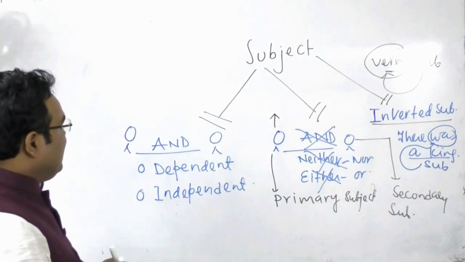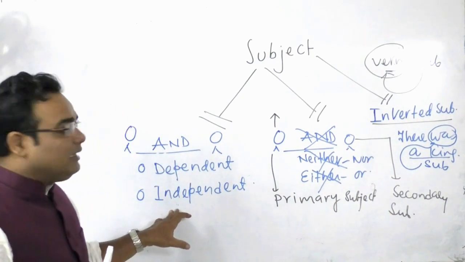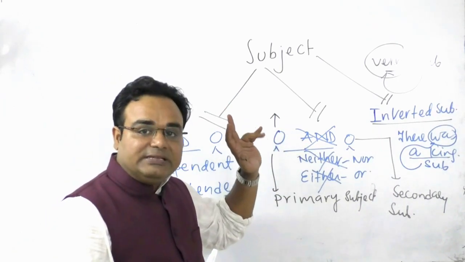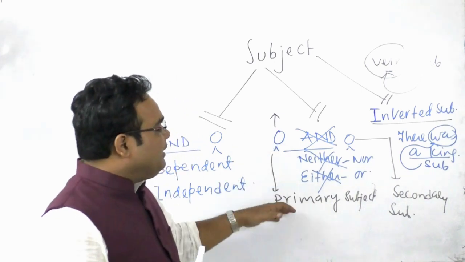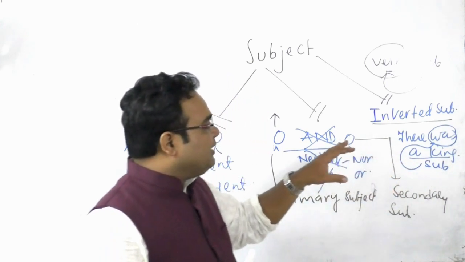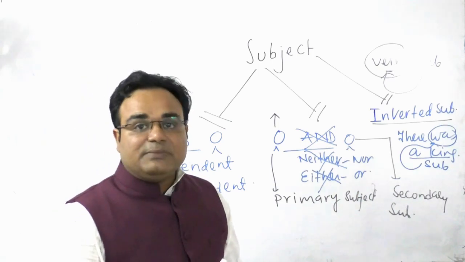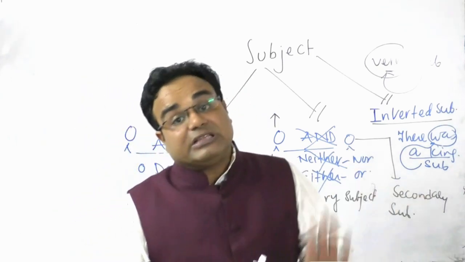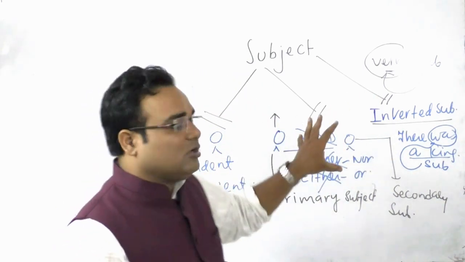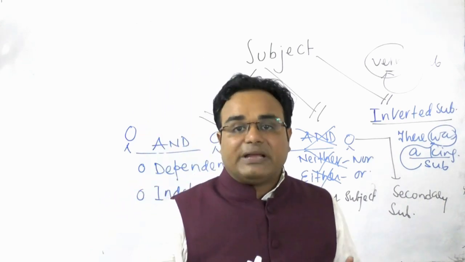Alright, now see. If 2 subjects are joined by and, the subjects can be dependent or independent. If 2 subjects are joined by anything other than and, tell me, neither nor or either or, they may be primary subject and secondary subject, and the inverted subject condition arises when the verb comes just before the subject, means it is the verb which is coming before the subject, right? So this is called inverted subject, and from these only concepts the majority of the questions are asked from subject verb agreement, rest all are mechanical, right?